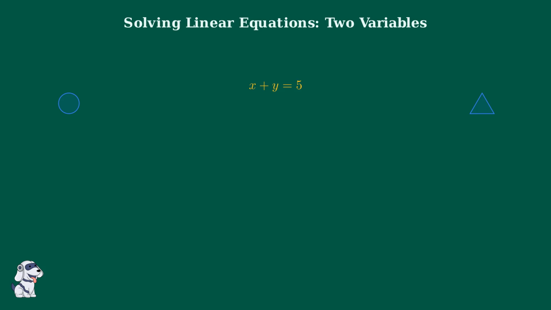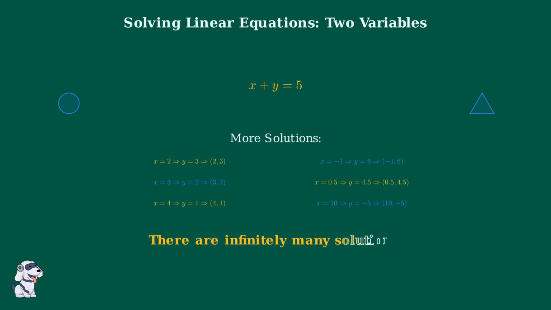We can continue this process with any value of x. Let's see a few more examples. Here are several more solutions. Notice that for any value we choose for x, we can always find a corresponding value for y that satisfies the equation. The key insight is that there are infinitely many solutions because we can choose any real number for x, and there will always be a corresponding value for y.